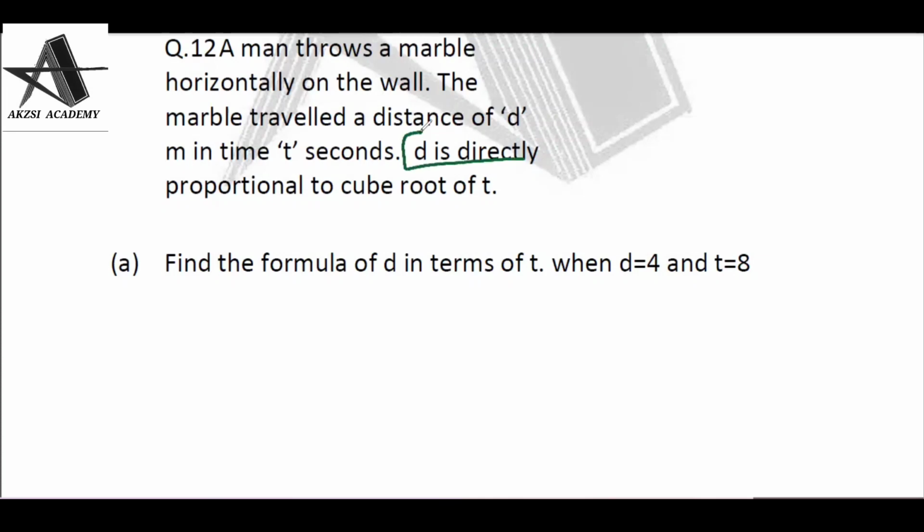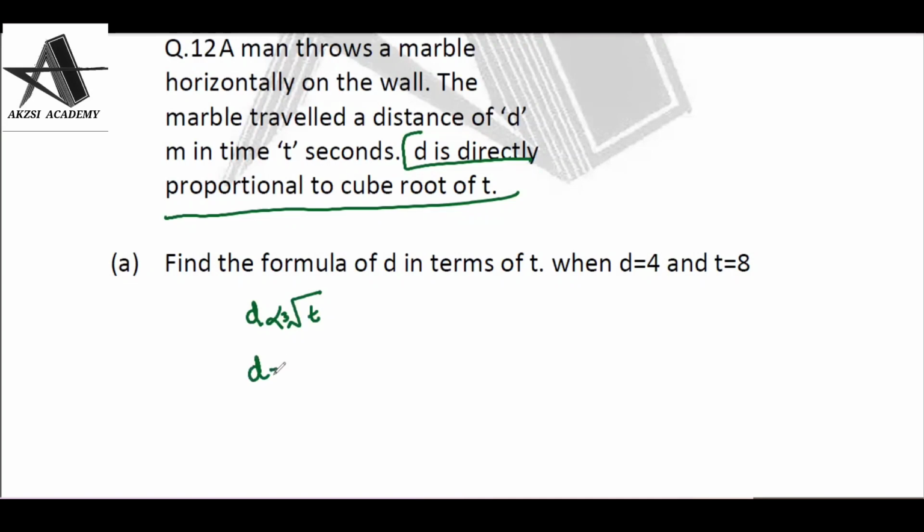So we have to focus here that d is directly proportional to cube root of t. Don't get confused with the cube of t. Sometimes a student does, if it's written as cube root, they write it as t cubed. No, they are asking cube root of t. So it will be cube root of t.